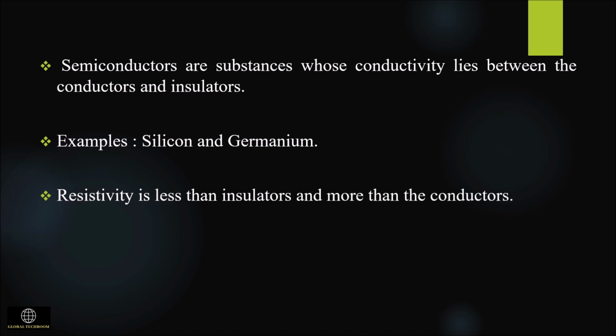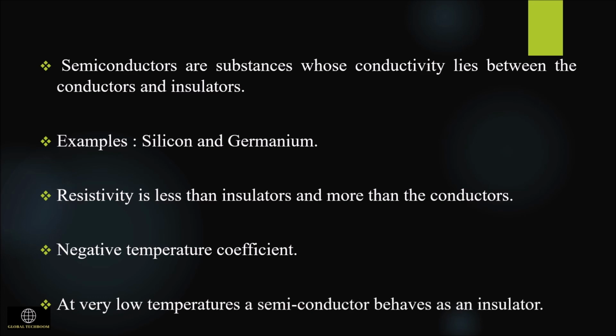Semiconductors have resistivity which is less than the insulators and more than the conductors. They have a negative temperature coefficient, that is, the resistance of a semiconductor increases with the decrease in temperature and vice versa. An important property is that when a suitable metallic impurity is added to a semiconductor, the conducting property changes. At low temperature, a semiconductor behaves like an insulator.